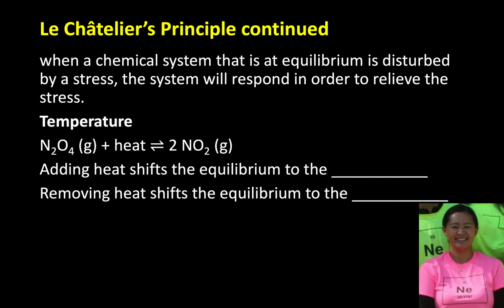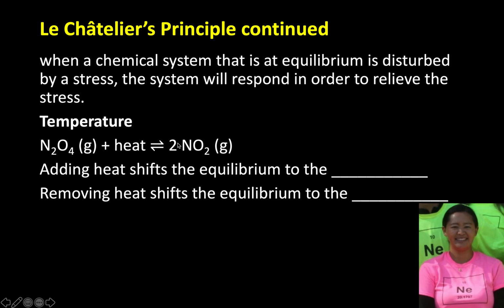Okay, and this last week we're going to be talking about Le Chatelier's principle again. This is the idea with equilibrium, that when a chemical system that is at equilibrium is disturbed by a stress, the system will respond in order to relieve the stress. So if you have an equation like this one, we have dinitrogen tetroxide decomposing to form nitrogen dioxide. The two sides of the equation are not actually equal in the amount of the chemicals.